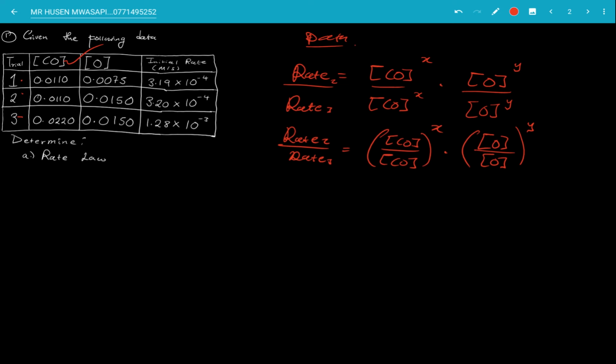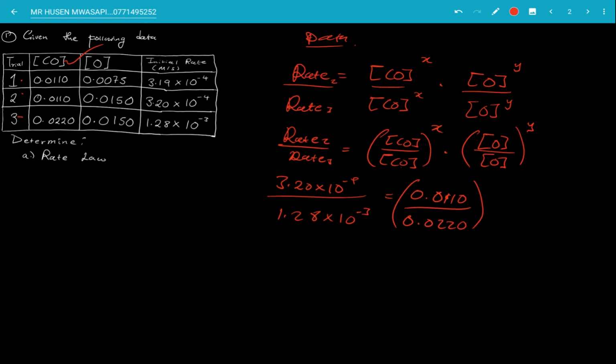The rate 2 is equivalent to 3.20 times 10 to the minus 4 over rate 3, which is 1.28 times 10 to the minus 3. This is equal to the concentration of carbon monoxide with respect to rate 2, which is 0.0110 over the concentration of carbon monoxide with respect to rate 3, which is 0.0220, to the power of X. The concentration of oxygen with respect to rate 2, which is 0.0150 over the concentration of oxygen with respect to rate 3, which is the same, 0.0150. This is raised to the Y.